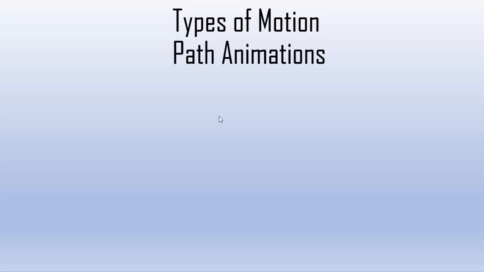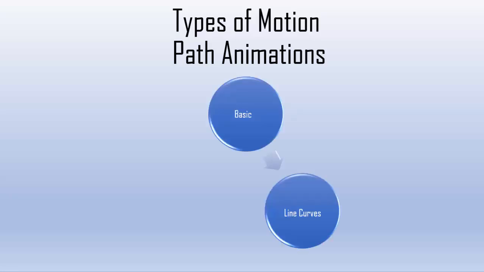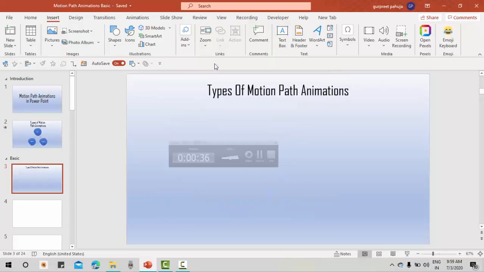Types of motion path animation. There are three categories of motion path animation: basic, line and curve, and special. In this tutorial we will learn the basic motion path animation. Let us now learn the types of motion path animation.